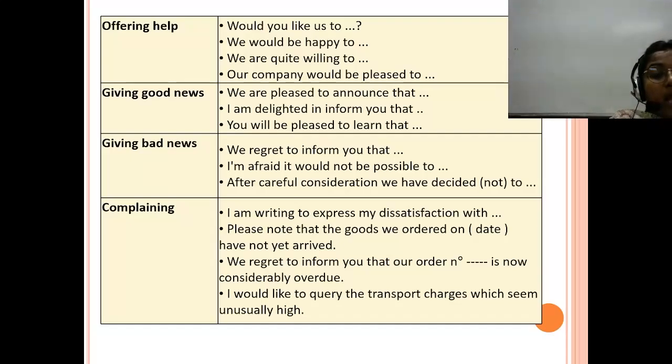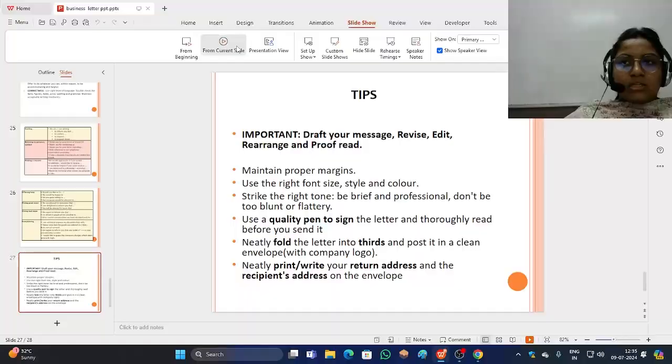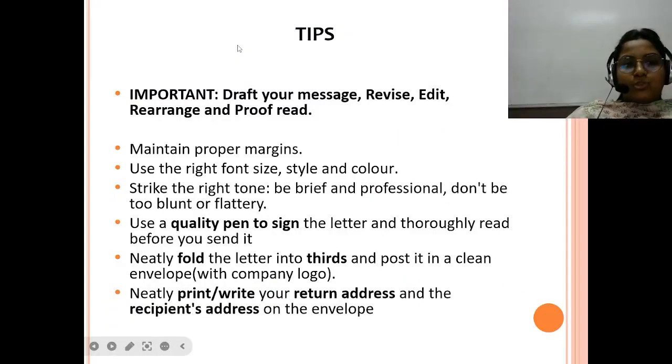"We would be happy to." Give good news. That means "We are pleased to announce that." Bad news is how we have to reflect: "I am afraid it would not be possible to." And if we come to the complaining part: "I would like to query the transport charges, which seem unnecessary." Here we have to complain about a certain product. Next comes how we have to draft a message.